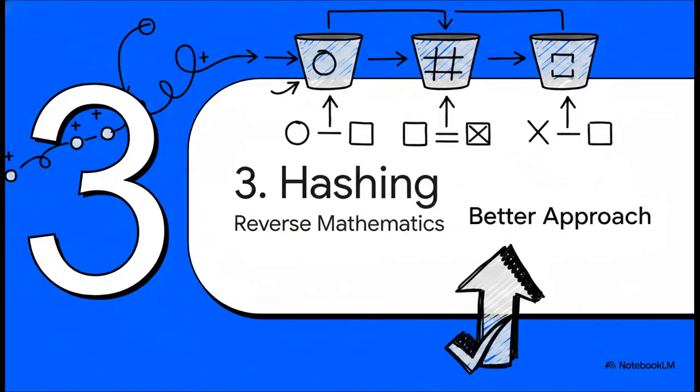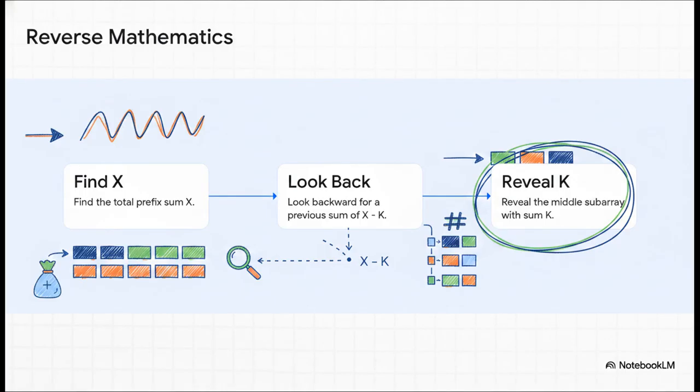Okay, section 3, hashing and reverse mathematics. So we're upgrading from that brute force trap to a definitively better approach. To pull this off, we're going to introduce a data structure, the hash map. Our goal here is to keep a running track of our prefix sums as we move through the array, storing them in our map so we can look back at them instantly.